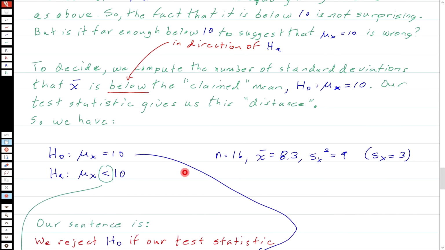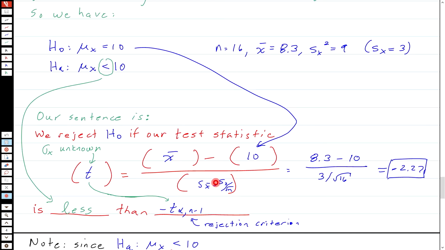So we have our hypotheses shown here, and our sentence is as follows. We reject H naught if our test statistic, and we write down these brackets, something equals something minus something over something, and start filling in the blanks. In this particular case, I don't know the true standard deviation. I know the sample standard deviation. So the left-hand side is going to be t. And on the right-hand side, the first one is the estimate of whatever we're doing the test on. The test here is on mu. So the estimate of mu is x bar.